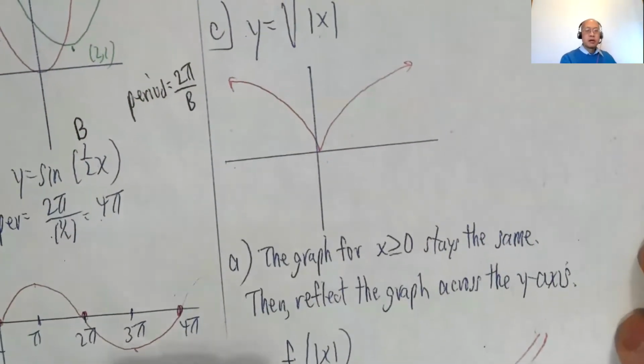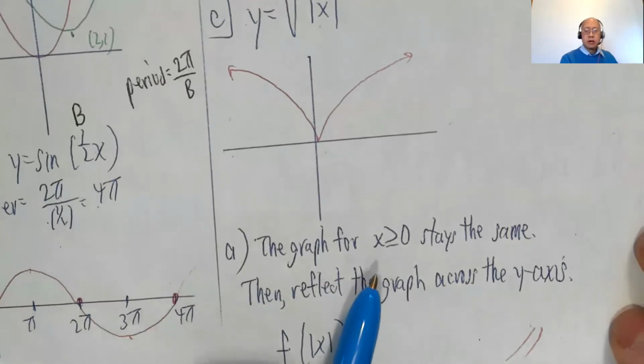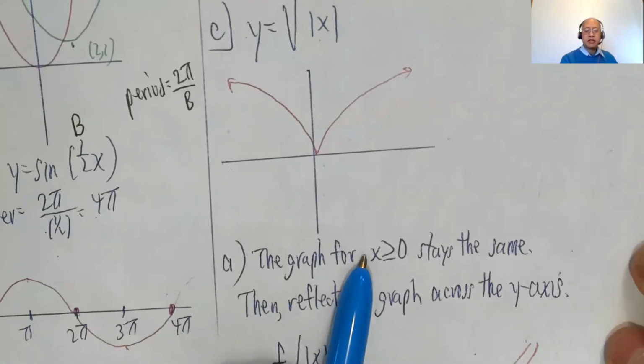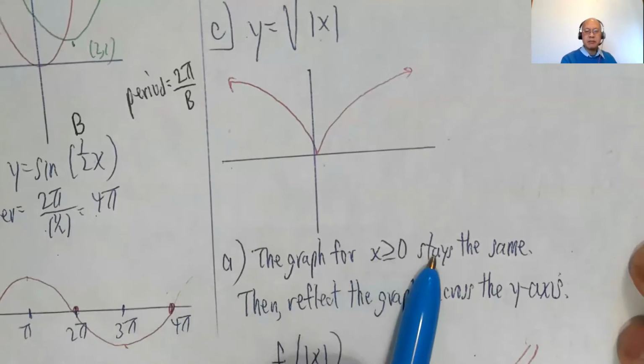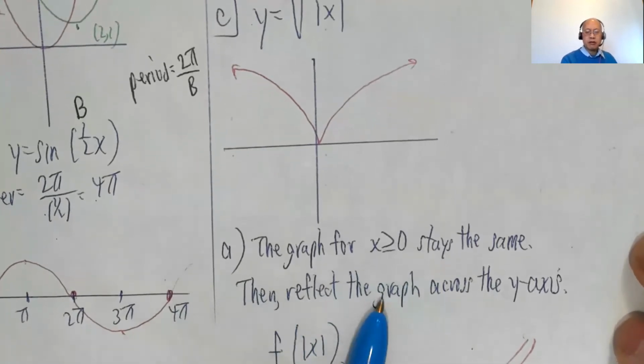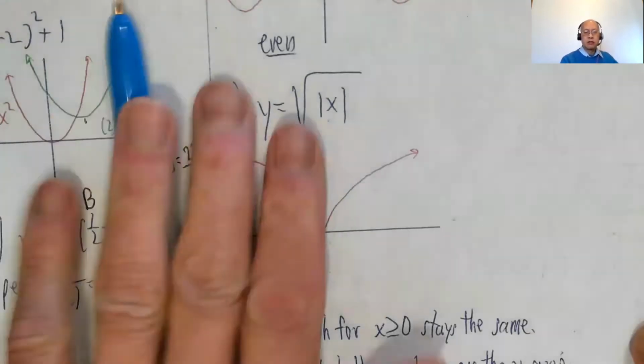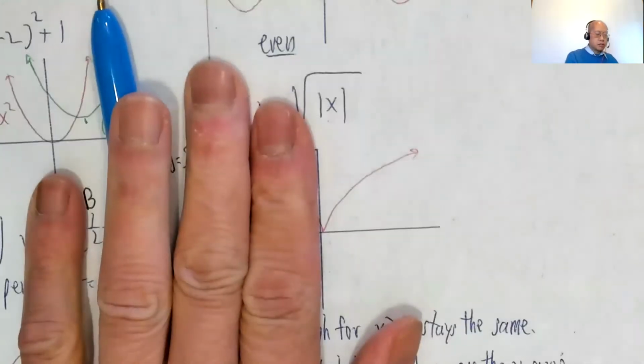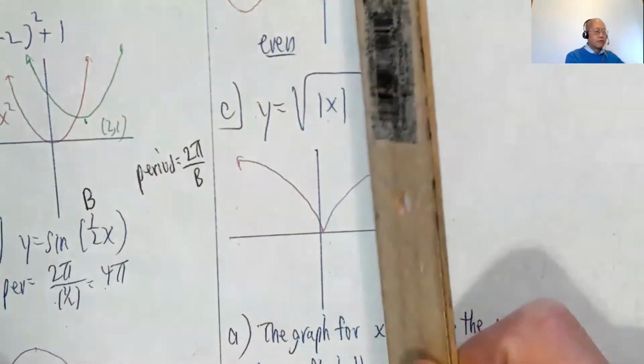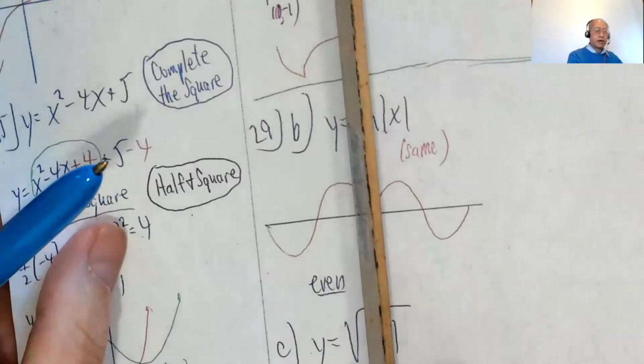Okay. And a quick reminder, the graph of x greater than or equal to 0 stays the same. Then reflect the graph across the y-axis.